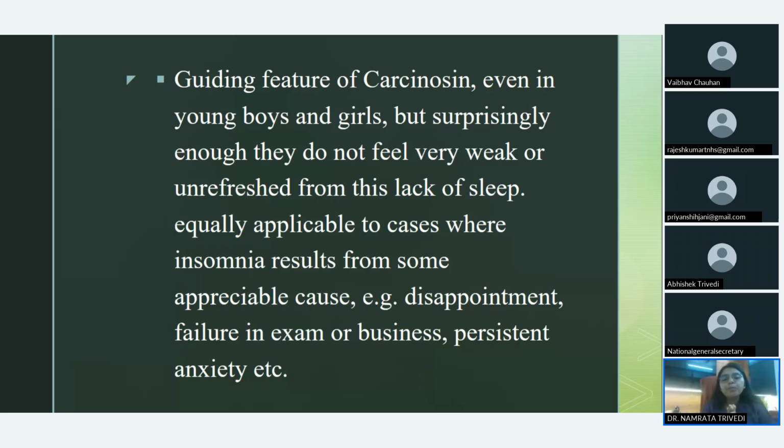There is a lack of sleep due to nursing loved ones, due to disappointment, failure in exam, failure in business, or persistent anxiety. Chronic insomnia results from failure, disappointment, failure in exam or business, persistent anxiety, or also from nursing of loved ones. If someone in the family is ill and one stays up all night caring for them, that can also cause insomnia.